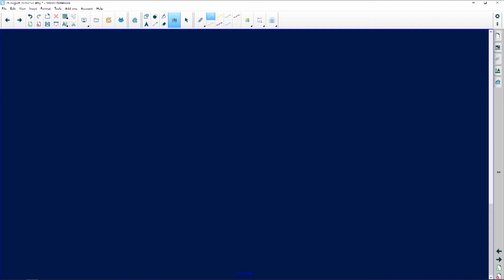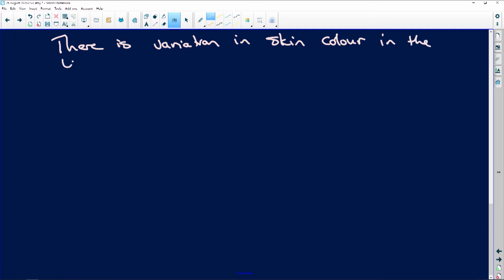We're going to start off by saying, first thing, there is variation in skin color in the lizard population. Now remember, the formula for natural selection is there is variation, okay? Then, because of the environment, we have some traits or characteristics that are going to be favorable and some that are not. So that's what our next step is. We're going to look at what is favorable and what is not.